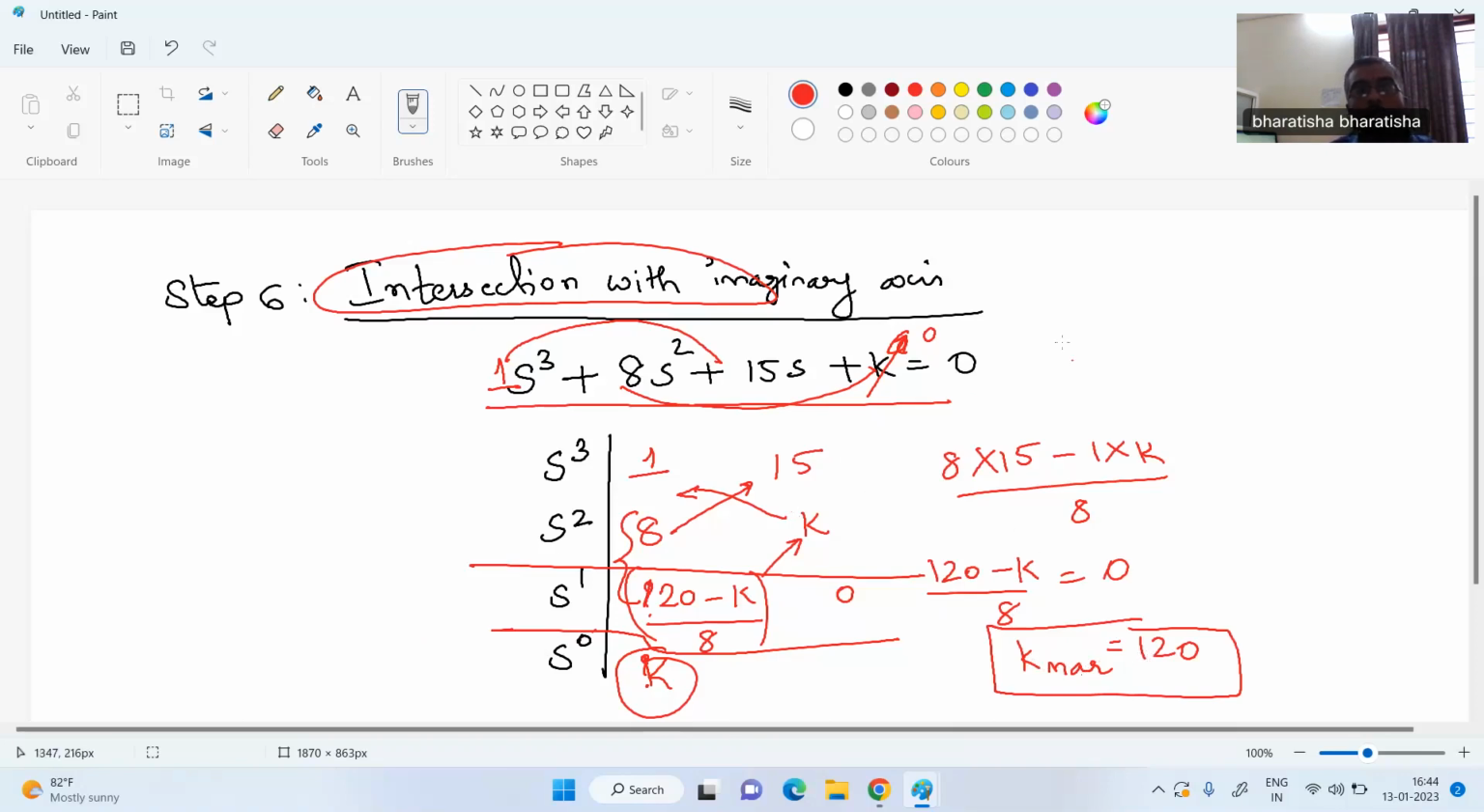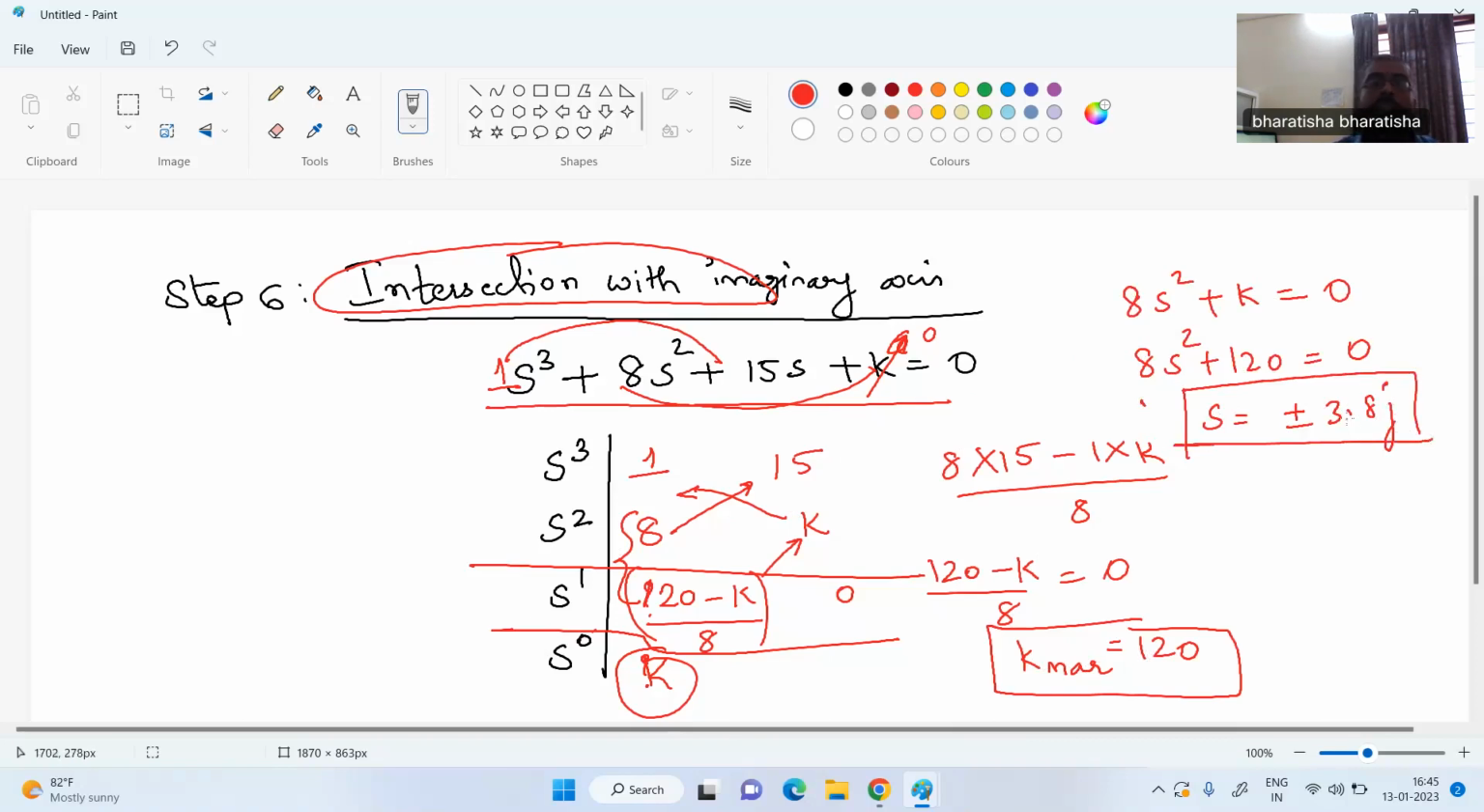Now, above this, let me construct the equation. It is 8s square plus k is equal to 0. So 8s square plus 120 is equal to 0. So s will be approximately plus or minus 3.8j. Okay, 3.8j, that means plus 3.8 above and below the imaginary axis from the origin.